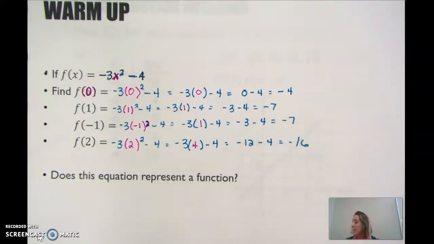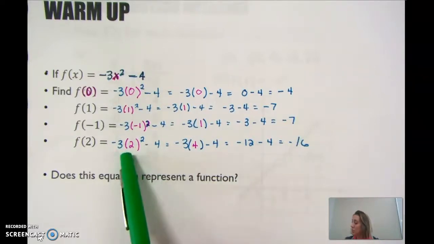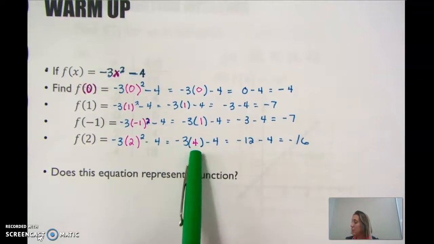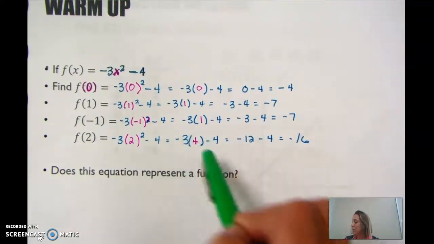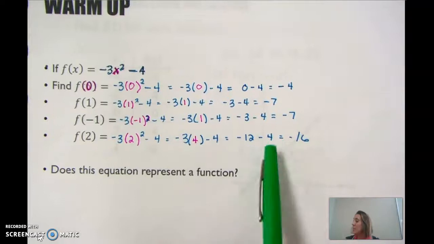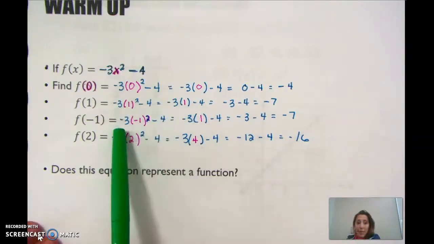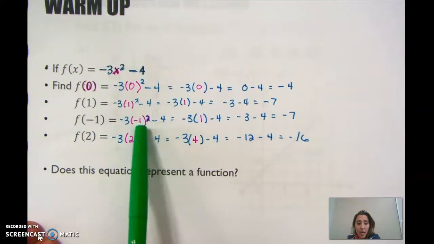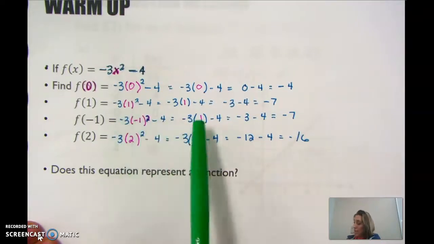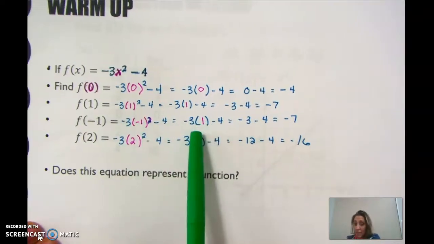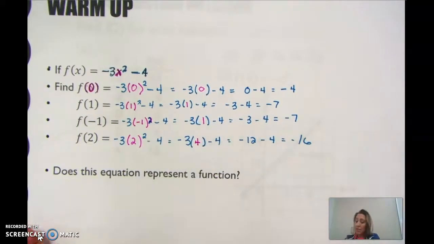And then I did the same thing for f of 2. 2 times 2 is 4. -3 times 4 is -12. -12 minus 4 is equal to -16. So every time I computed, you'll see with the colors, that I did -3 times, I got -1 squared, minus. Once I did the squared, I just had the answer in that and continued on.